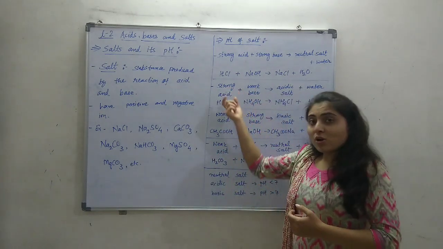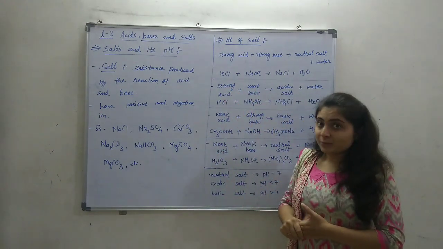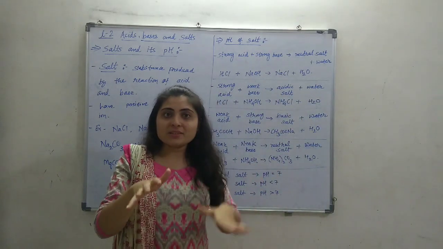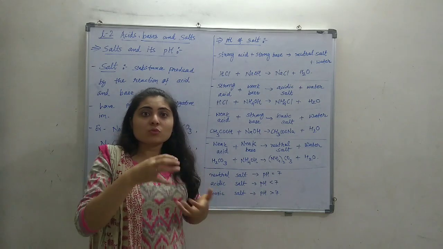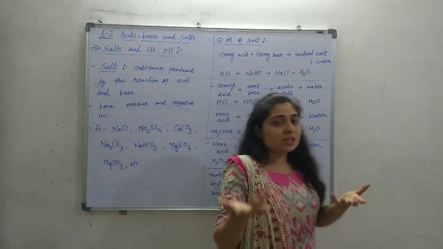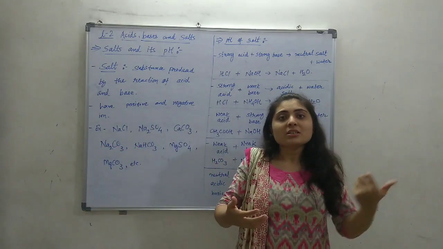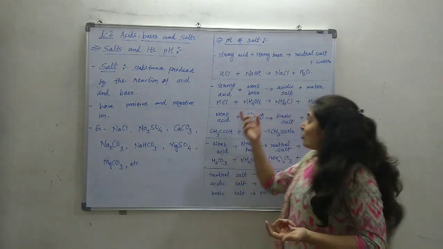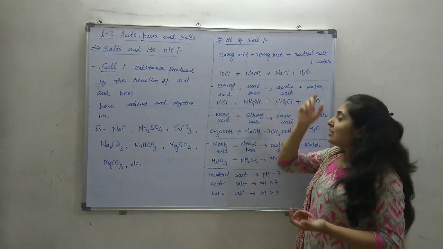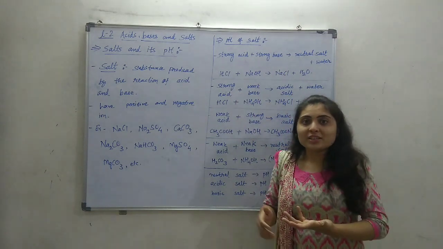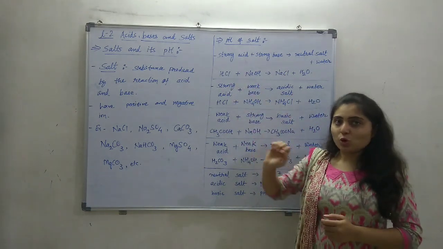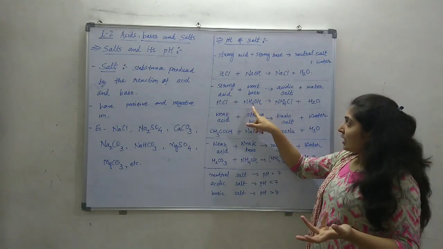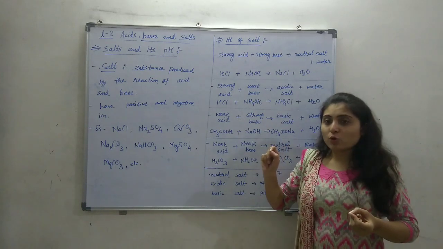Instead of that, if a strong acid reacts with a weak base, so the acid is strong and the base is weak, obviously the dominant effect will be seen in the product. So with a strong acid, the product will have an acidic nature because the acid is strong here. I am taking HCl as the strong acid, and NH4OH as the weak base.